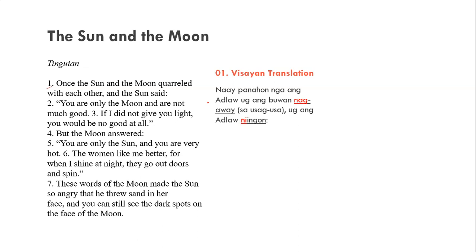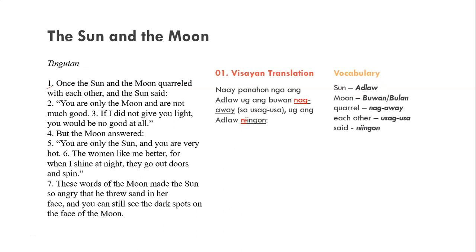For the first sentence: once the sun and the moon quarreled with each other, and the sun said. This is the translation: Naay panahon nga ang adlaw ug ang buwan nag-away sa usab-usa, ug ang adlaw niingon. That's the first sentence. And picking out some vocabulary, here they are. Sun is adlaw, moon is buwan or bulan, quarrel is nag-away, each other is usab-usa, said is niingon.